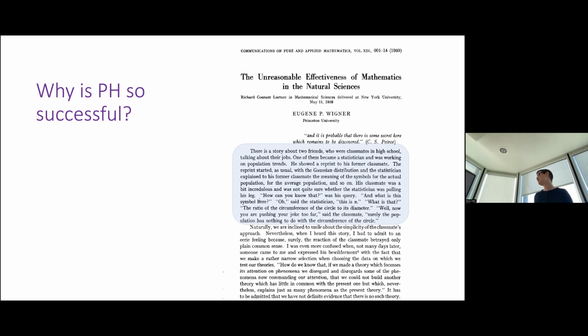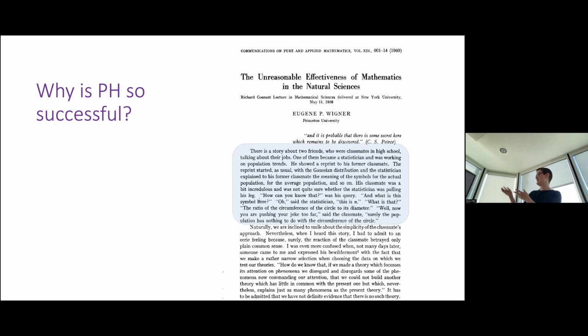How can you know that? was his query. And what is this symbol here? Oh, said the statistician, this is pi. What is that? The ratio of the circumference of the circle to its diameter. Well, now you're pushing your joke too far, said the classmate. Surely the population has nothing to do with the circumference of the circle.